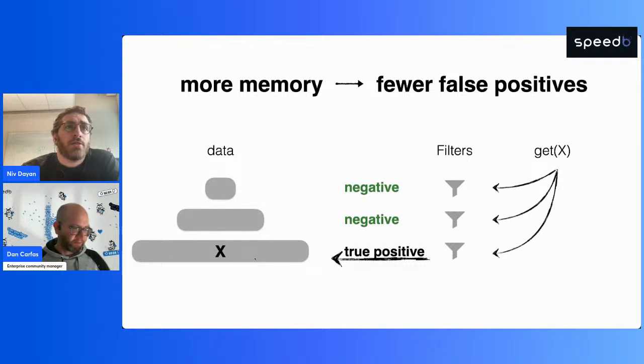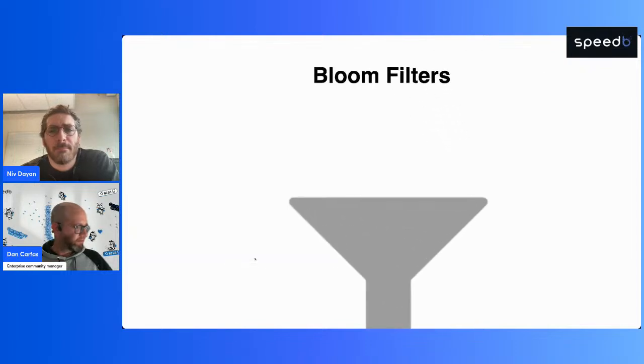All right, and of course, the more memory we allocate to these filters, the fewer false positives generally happen. And so we have this trade-off between memory and the false positive rate that we can play with here to strike different performance trade-offs. Okay, so now let's take a look at how Bloom filters actually work as a data structure, independently of LSM trees.